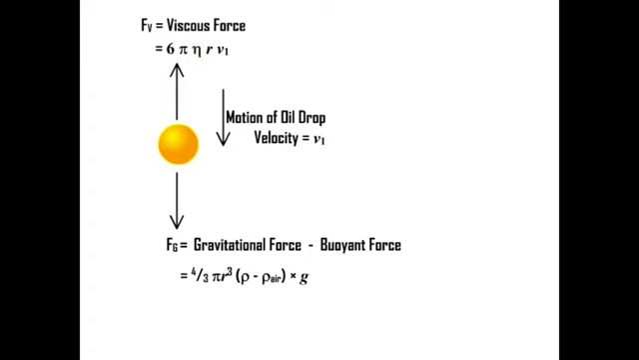When the oil drop falls with constant velocity, there should be no net force acting on it. So these two forces are equal to each other. That is, 4/3 πr³(ρ − ρ_air)g equals 6πηrv1, or r² equals 9ηv1 divided by 2g(ρ − ρ_air). Thus r is calculated if v1 is known, and accordingly Fg can be calculated from this equation.